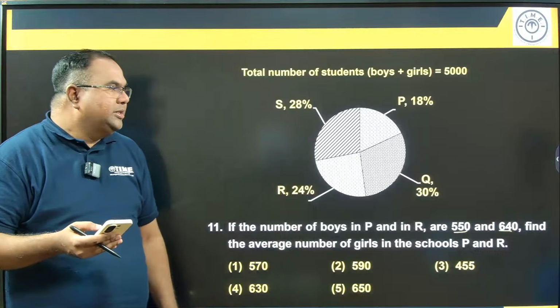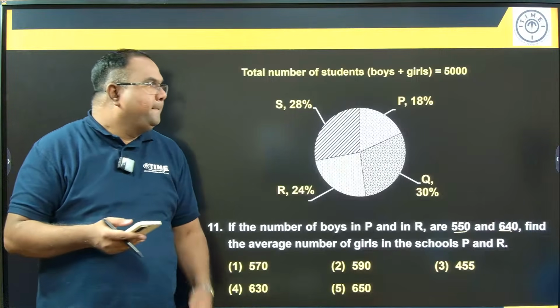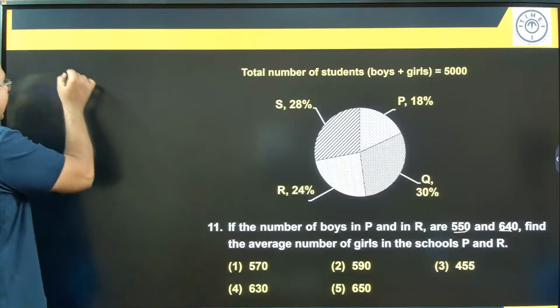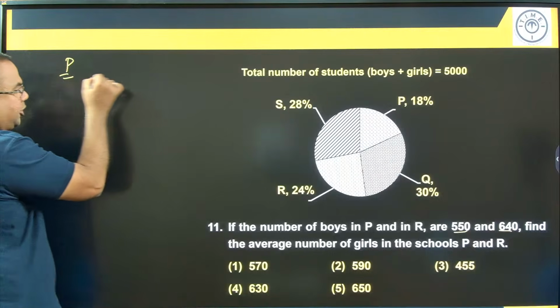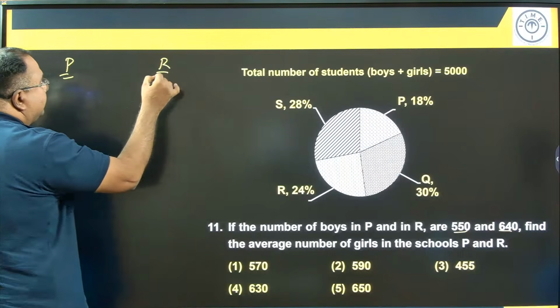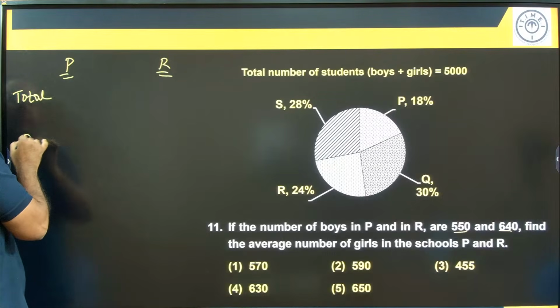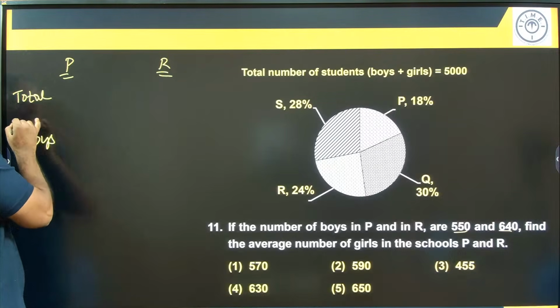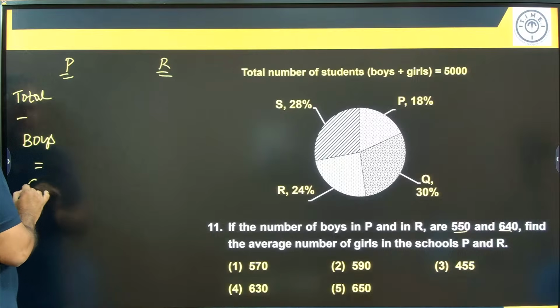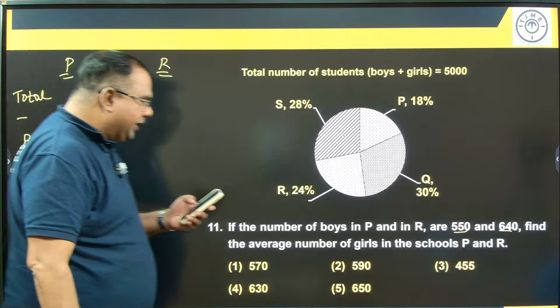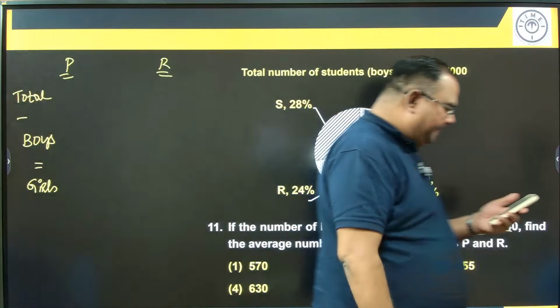Keep answering, students. I'm waiting for your answer. Let me take P, and he's talking about R. Let me write down total. We know boys. Total minus boys must be equal to my girls. I gave you a hint. Try this.